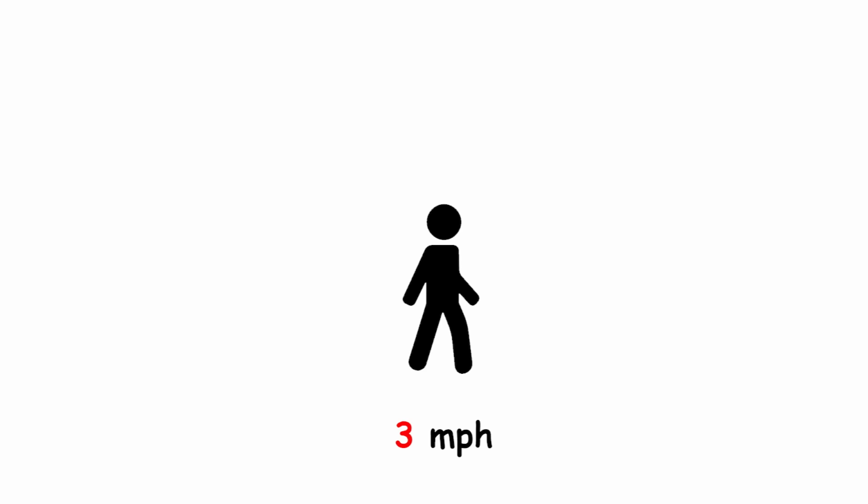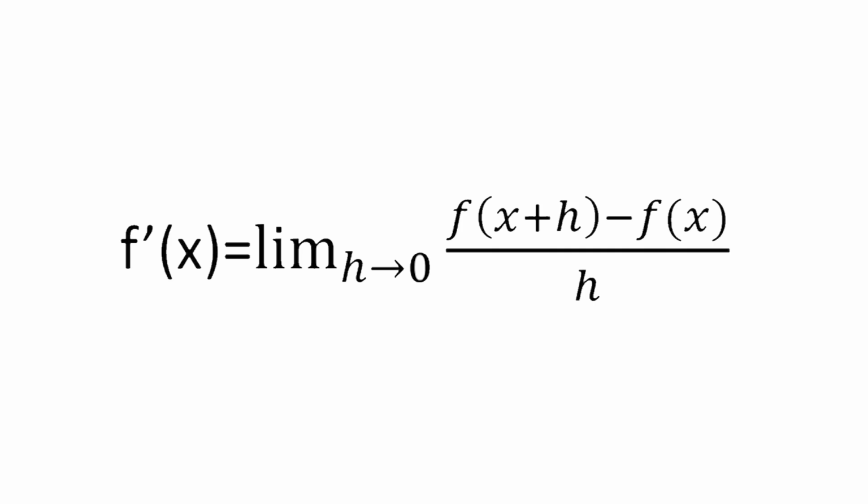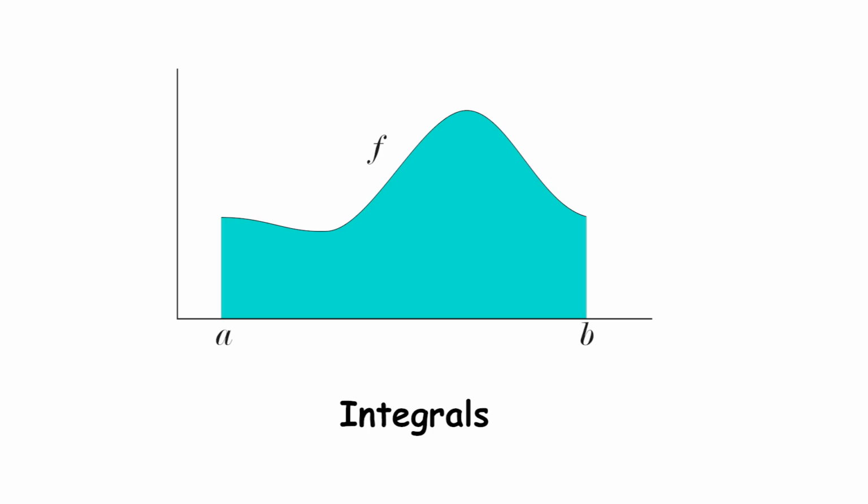The formula for the derivative looks something like this. This means that the derivative of a function f of x is the limit of the change in f of x divided by the change in x, as the change in x gets smaller and smaller. Integrals are the opposite of derivatives. They measure the total change in a quantity over a period of time.